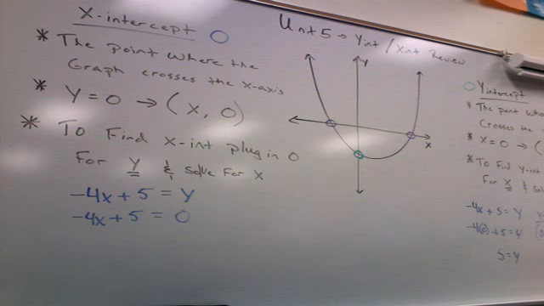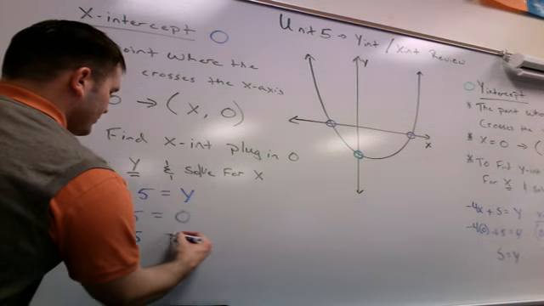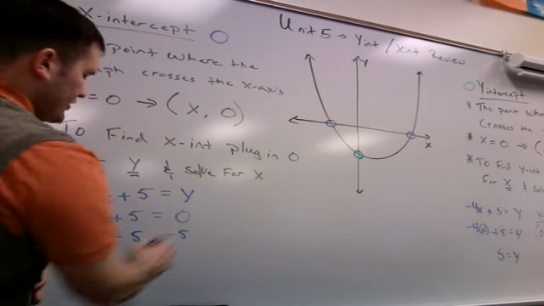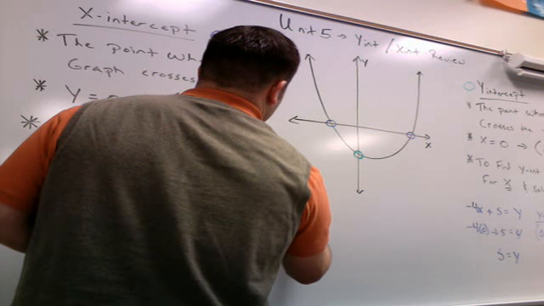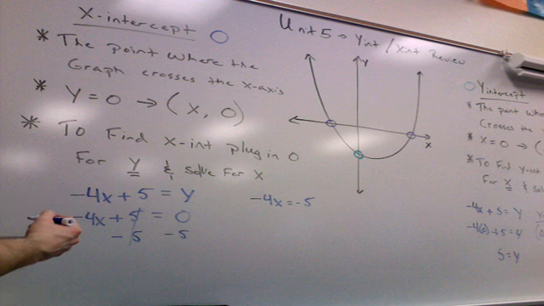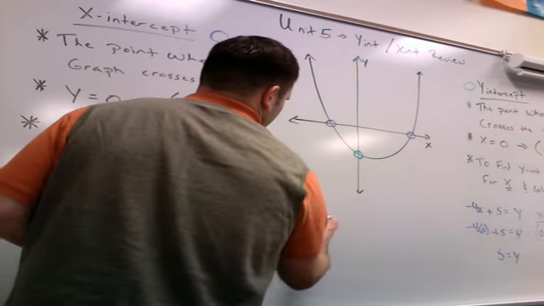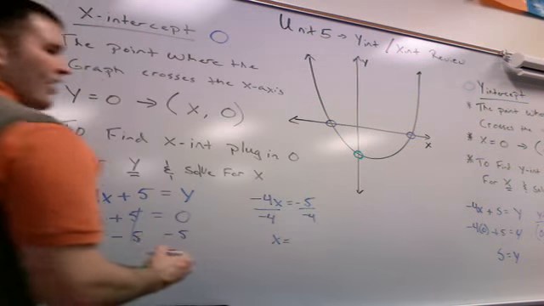Are you with me? Okay. What do I do now? Subtract 5. Right? Now we're just turning into an algebra problem, haven't we? Remember, we write it over here so we all can see. So these are going to cancel. We get negative 4x equals negative 5. Now what do I do? Divide by negative 4. Negative 5 divided by negative 4.